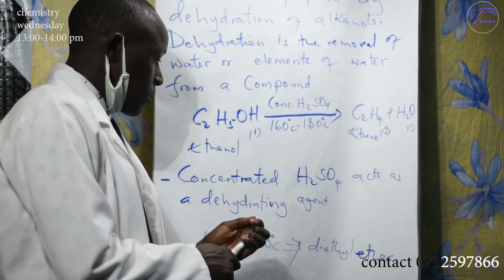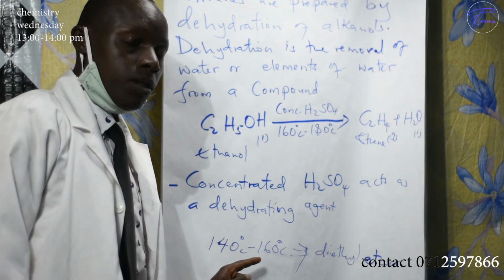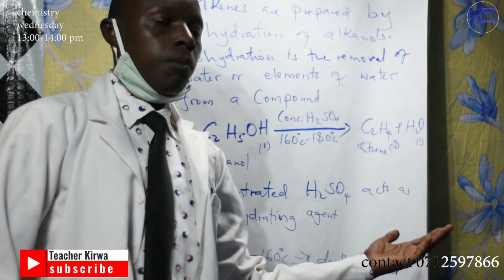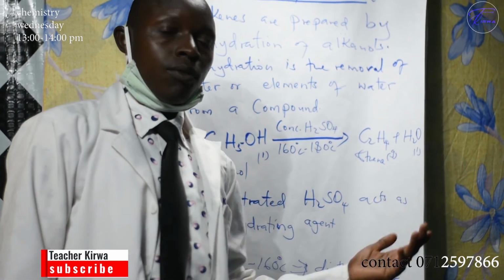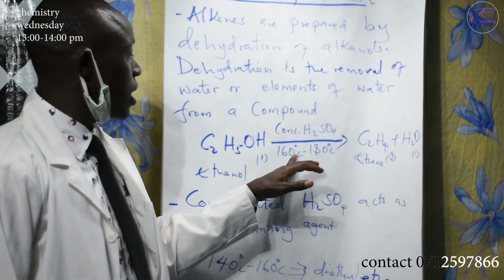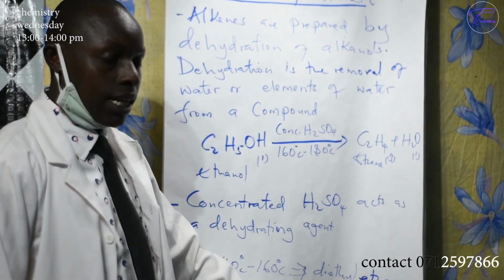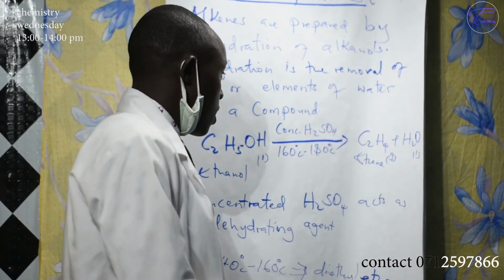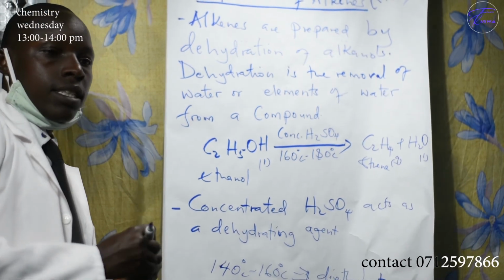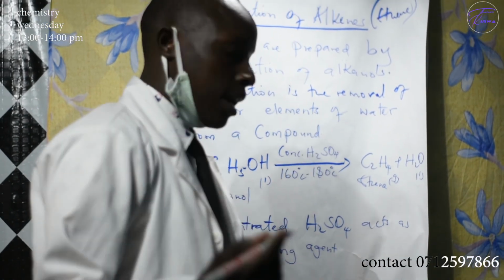So when we say between 160 to 180, it can be 170, can be 175, any figure between these. Otherwise, the product will not be alkene. It will be diethyl ether. So that is how alkenes are prepared in the lab by dehydration of alkanols.